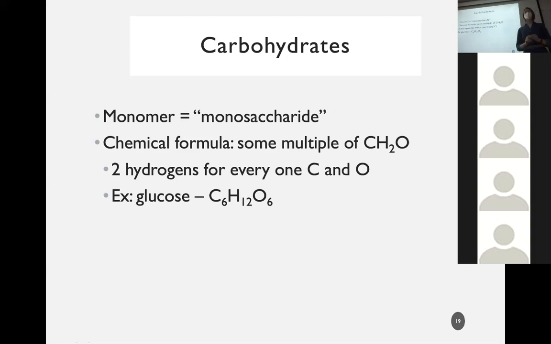And the chemical formula: in carbohydrates, there's only C, H, and O. There's only carbon, hydrogen, and oxygen. There's no other atoms. And there are always some multiple of this formula. So for every 1 carbon and oxygen, there's 2 hydrogens. So you double the number of hydrogens compared to the number of carbons and the number of oxygens.